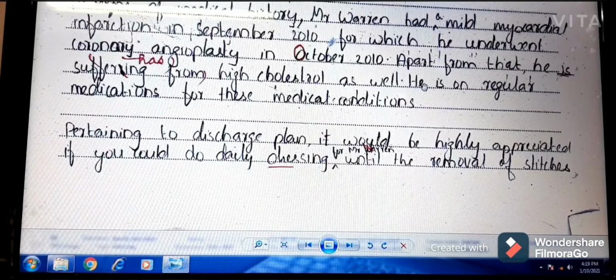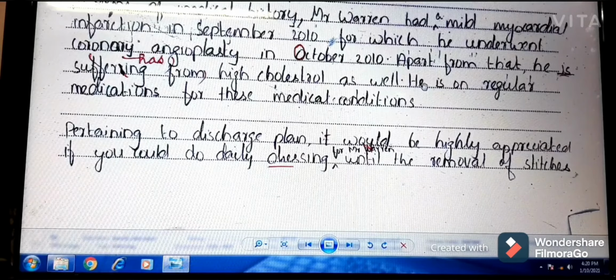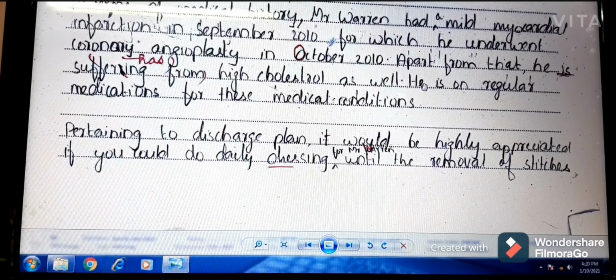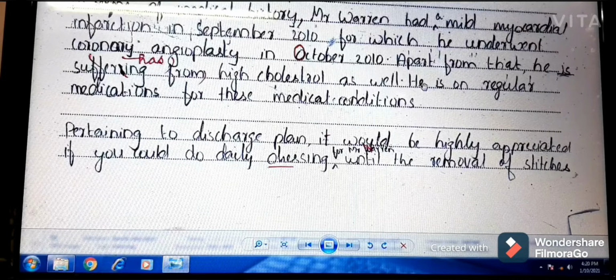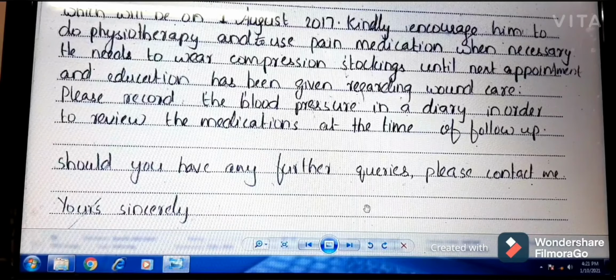Do daily dressing for Mr. Warren. Small w was written. No. You know, all proper nouns should start with a capital letter. So W should be capital for Mr. Warren, until the removal of stitches, which will be on 1st August 2017.